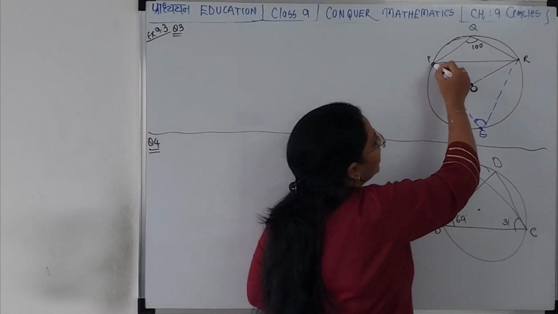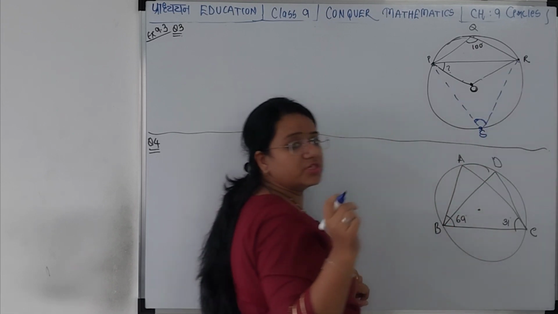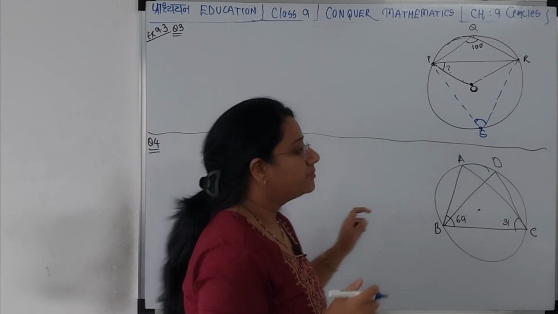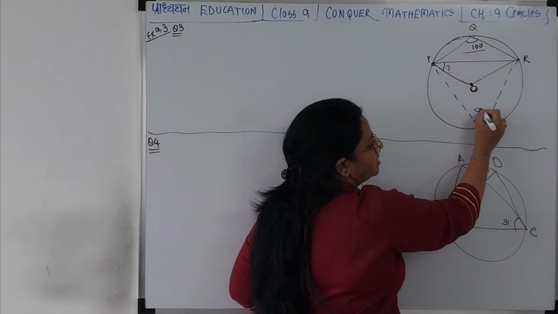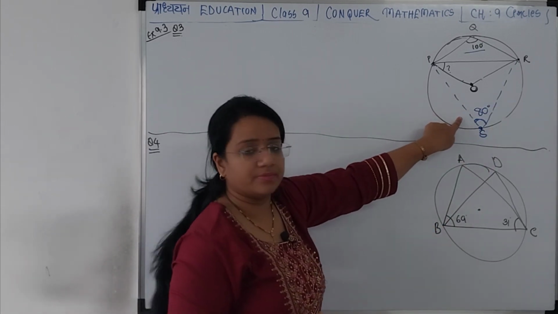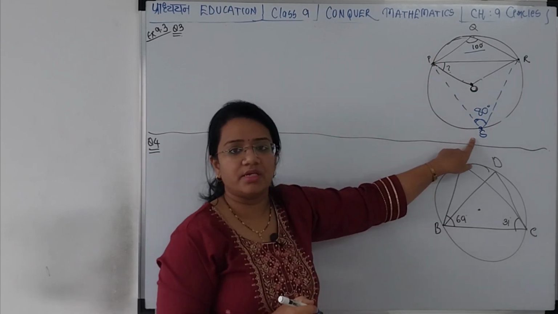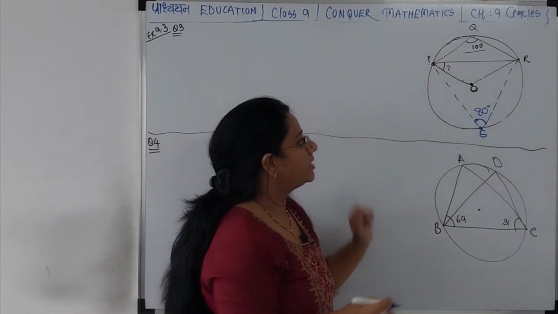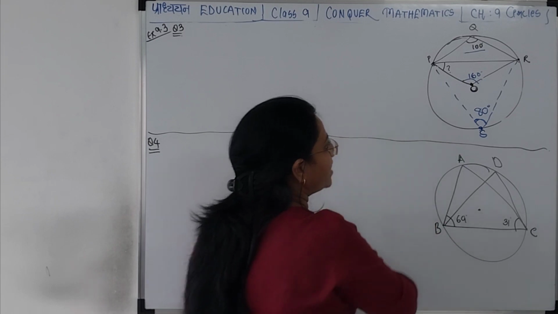As you can see, angle PQR and angle PSR are the opposite angles of a cyclic quadrilateral PQRS. Correct? Therefore, angle PSR, supplementary to this 100, will become 80. Understood? If this is 80, if chord PR is making angle 80 degrees at a point on the circle, it will make double the angle at the center. So this angle will become 160. Let us write this much.